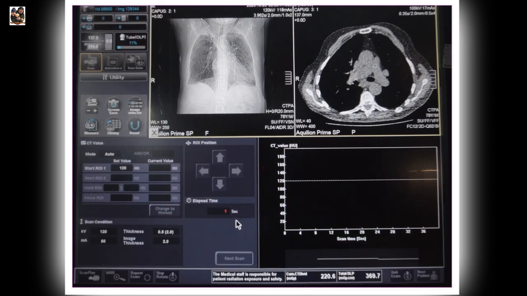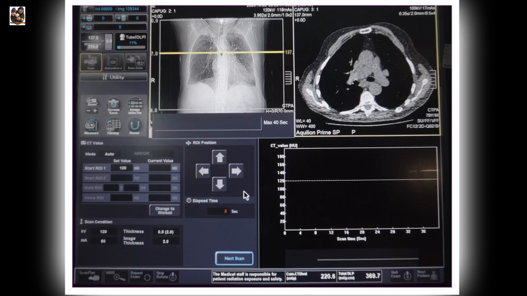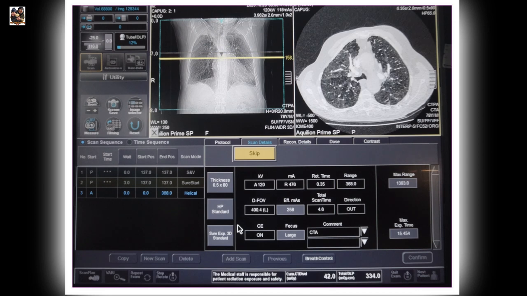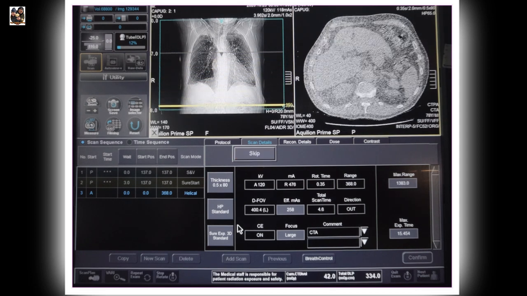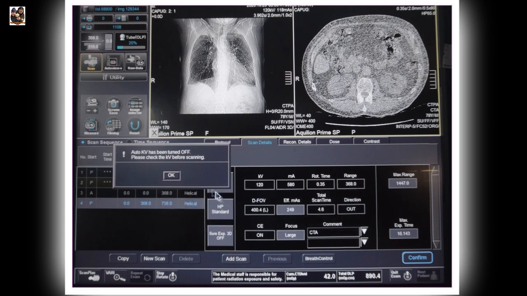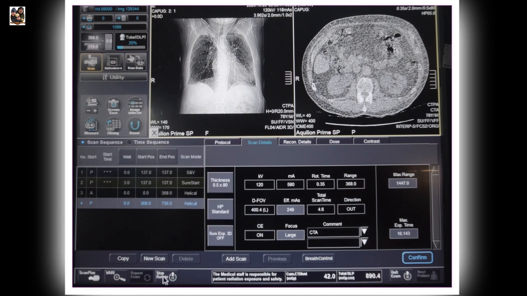Now let's inject the contrast and press the scan at the same time. The only thing to do now is wait until the 120 HU is reached so that the machine will start scanning. Alright, that's it. The scan is done. But first, you need to press the stop rotate and the quit exam before leaving.